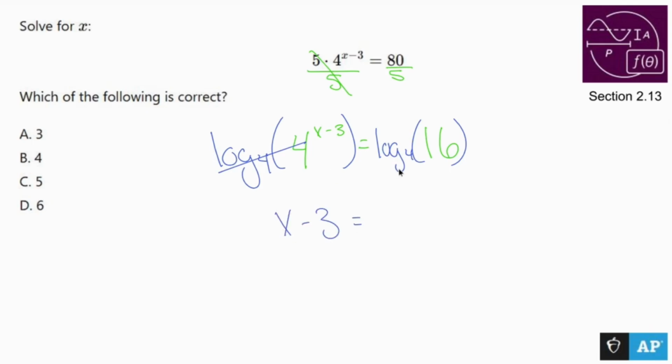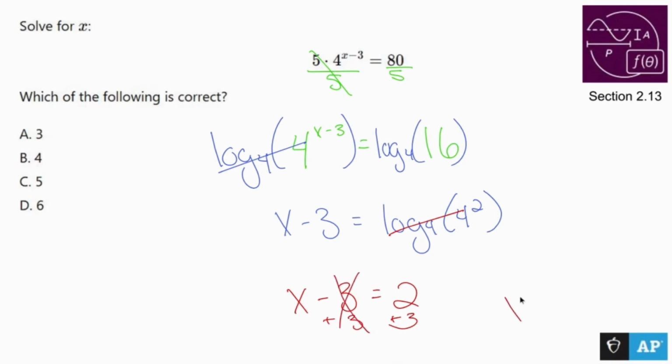Now, log base 4 of 16, oh, you know what I can do? I can rewrite 16 as 4 squared. And log base 4 of 4, like I just saw up here, crosses out. So x minus 3 is going to equal 2. Add 3, and x is going to equal 5.